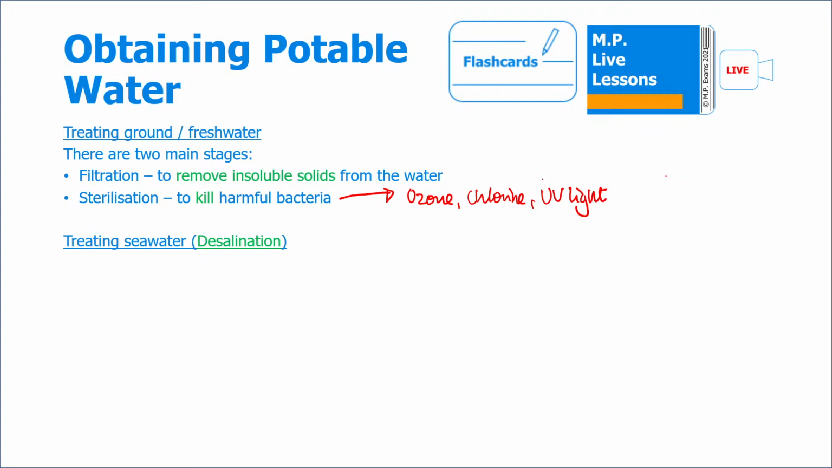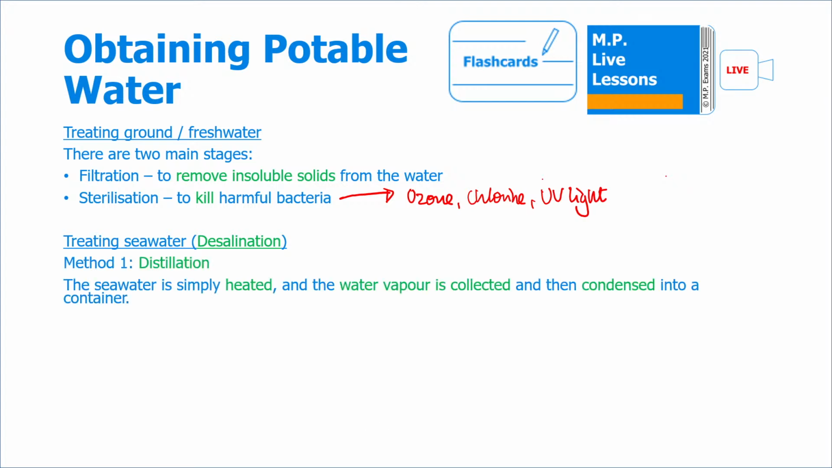Now, for both methods, we first start off with filtration again to remove any insoluble solids, this time things like sands, rocks, and so on. One method of treating seawater is distillation. This is where the seawater is simply heated and the water vapor is collected and then condensed into a container.